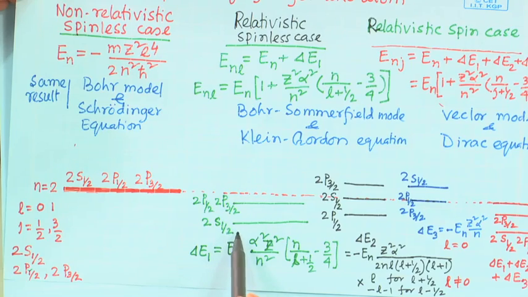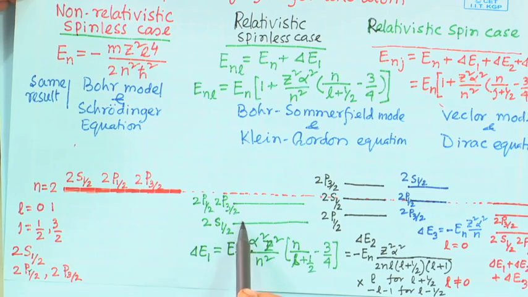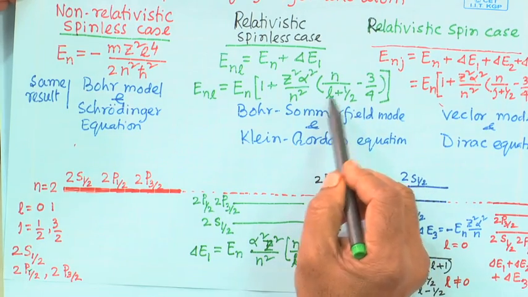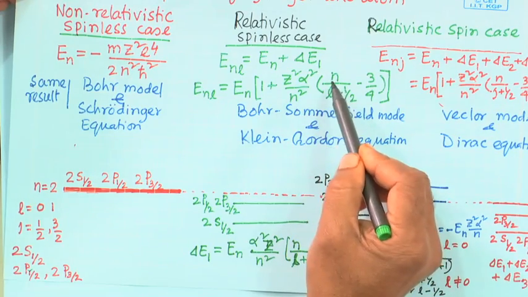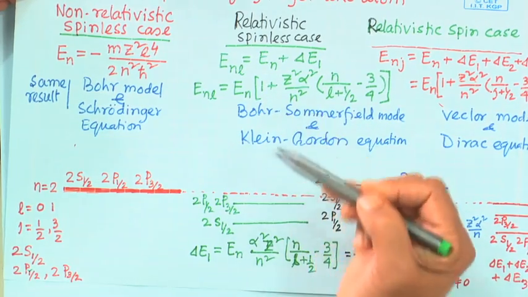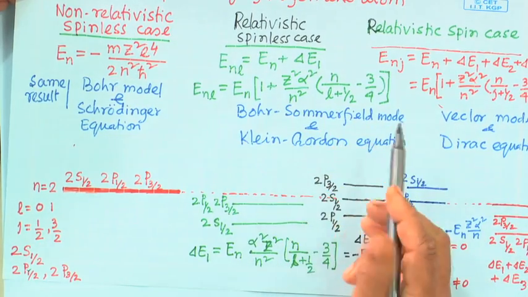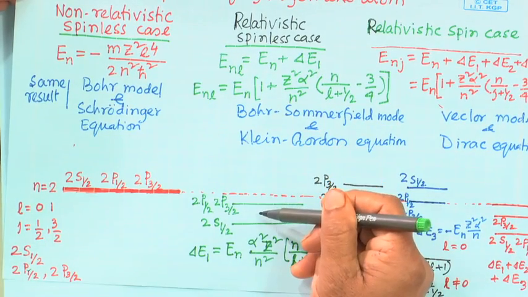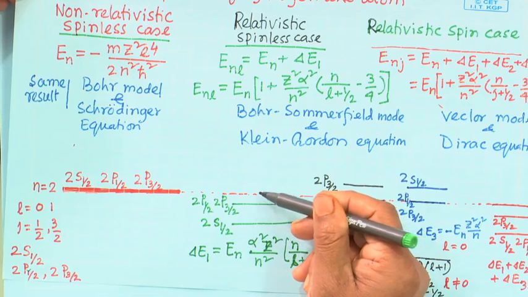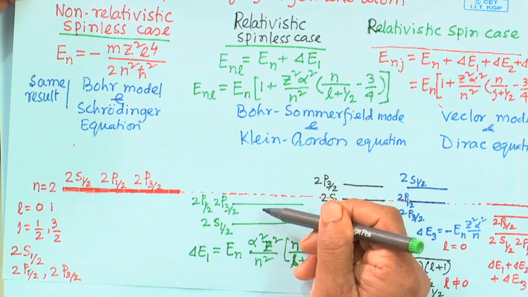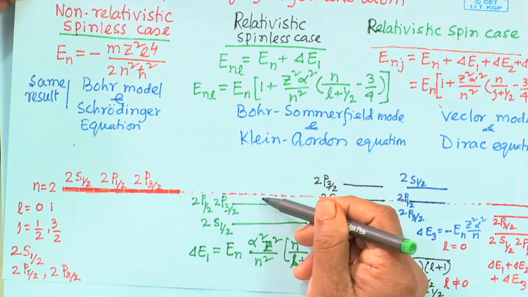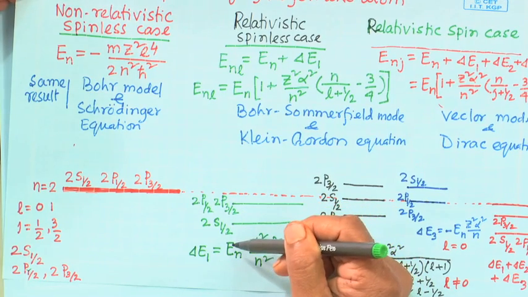So, that is why this 2s half is here, whereas this is 2p half or 2p 3 by 2. L is higher, so this term will be smaller, so less negative. So, this term will add less negative, but it will add some. So, it will come down, but it will be smaller than this other value for 2s half.